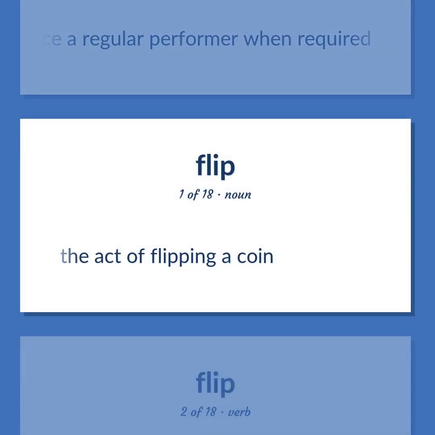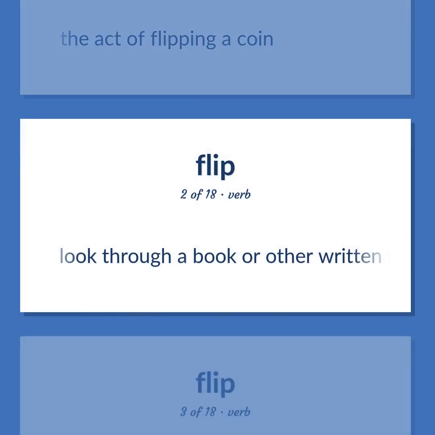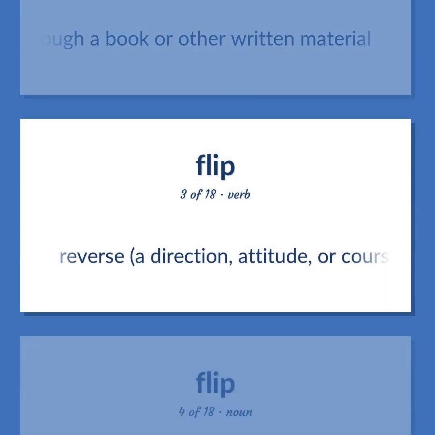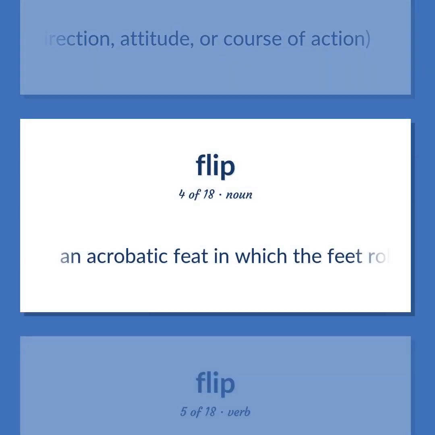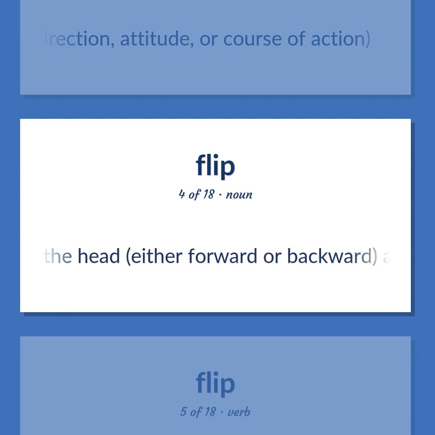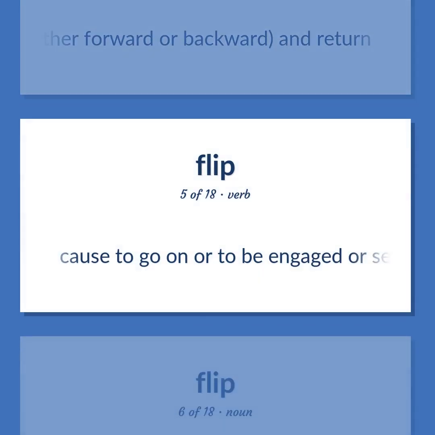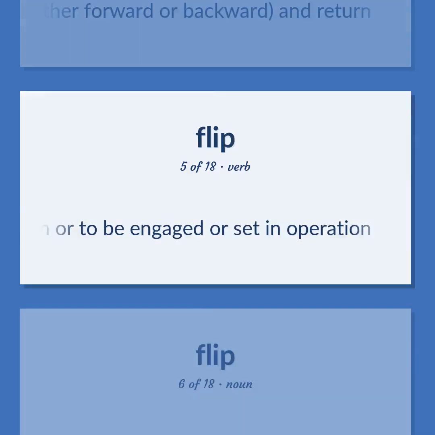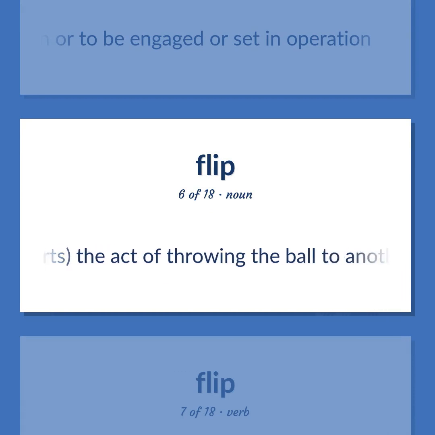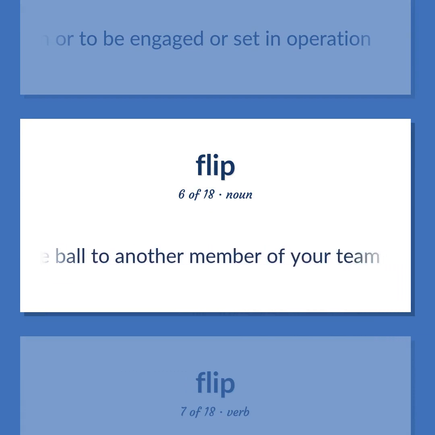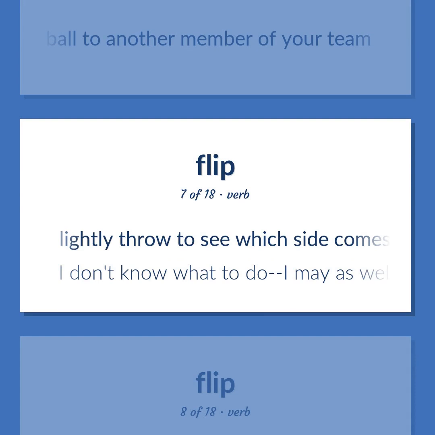The act of flipping a coin. Look through a book or other written material. Reverse, a direction, attitude, or course of action. An acrobatic feat in which the feet roll over the head, either forward or backward, and return. Cause to go on or to be engaged or set in operation. Sports. The act of throwing the ball to another member of your team. Lightly throw to see which side comes up.